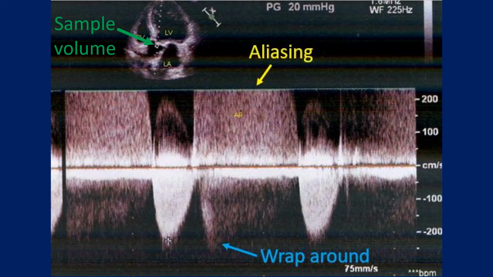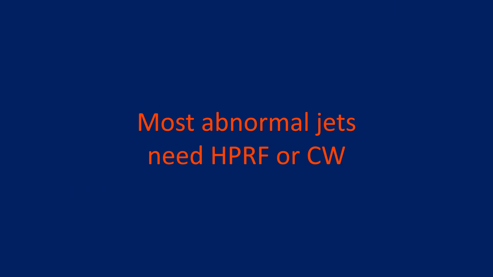The Doppler line in continuous wave Doppler is usually shown as a continuous line without any sample volume, while that in pulsed wave and high pulse repetition Doppler are shown as dotted lines. Most of the abnormal jets across abnormal walls and those across a ventricular septal defect and patent ductus arteriosus need either continuous wave or high pulse repetition Doppler for analysis due to the high velocity.